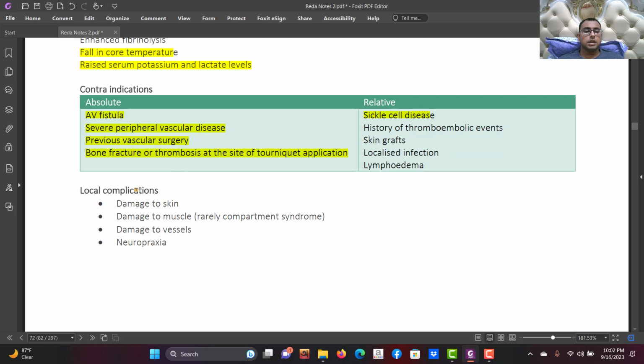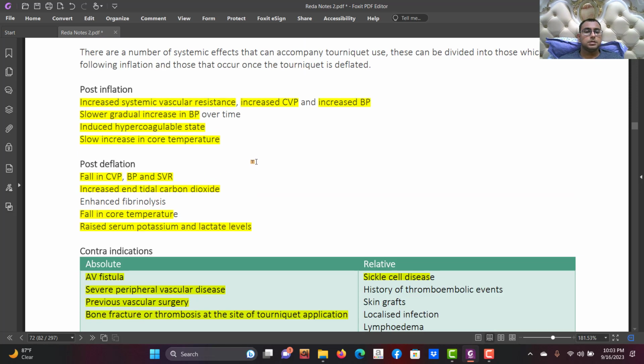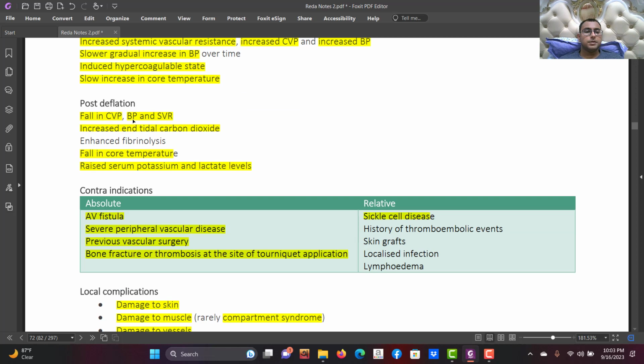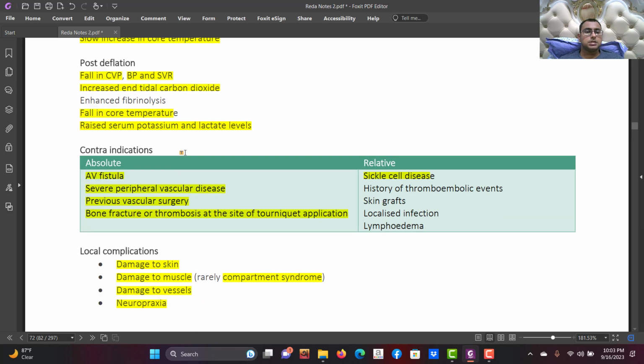Also, a tourniquet can cause local damage of the skin, muscles, damage to the underlying vessels, and sometimes neuropraxia, if the tourniquet is too tight or left in place for a long time. In that case local complications along with other systemic complications can happen. BP, CVP and SVR will be reduced after that, due to ischemic reperfusion.